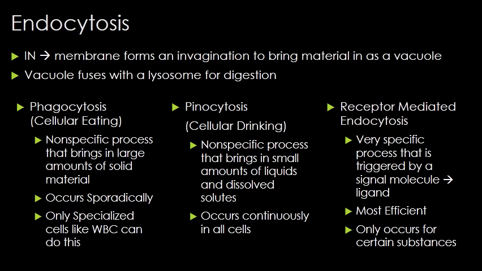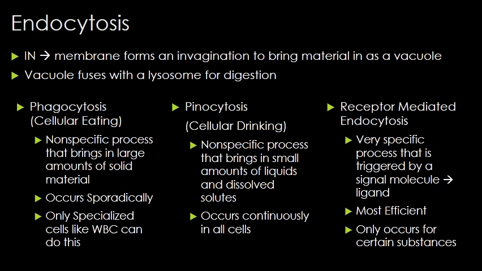Phagocytosis is called cellular eating, and it's going to bring in large amounts of solid substances, but it only occurs periodically and only occurs in specialized cells, for example, the white blood cell. So when a white blood cell is engulfing an invader, it's phagocytosis. Now, pinocytosis is taking in liquids and dissolved materials, and all cells are capable of this. It's very small amounts. It's often called cellular drinking because you're looking at the liquids versus phagocytosis looking at the solids. Now, both of those are very non-specific.